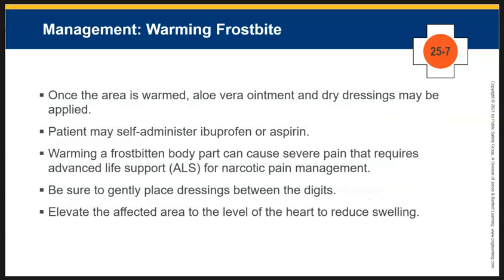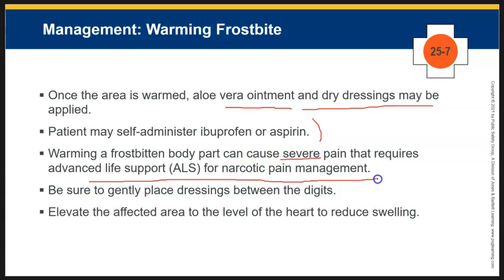Once the area is warmed, it's possible that particular lotions may be effective or assist with the comfort of the patient. Dry dressings may be applied. They may want some sort of analgesic, ibuprofen or aspirin. These are also a little anti-inflammatory. But if the pain is very severe, remember, transfer to ALS so they can use narcotics for pain management can be indicated.